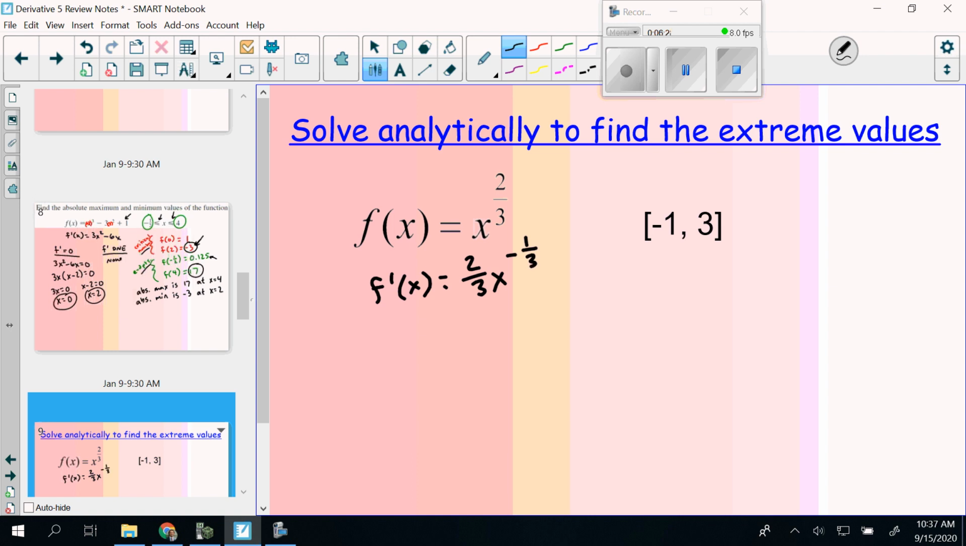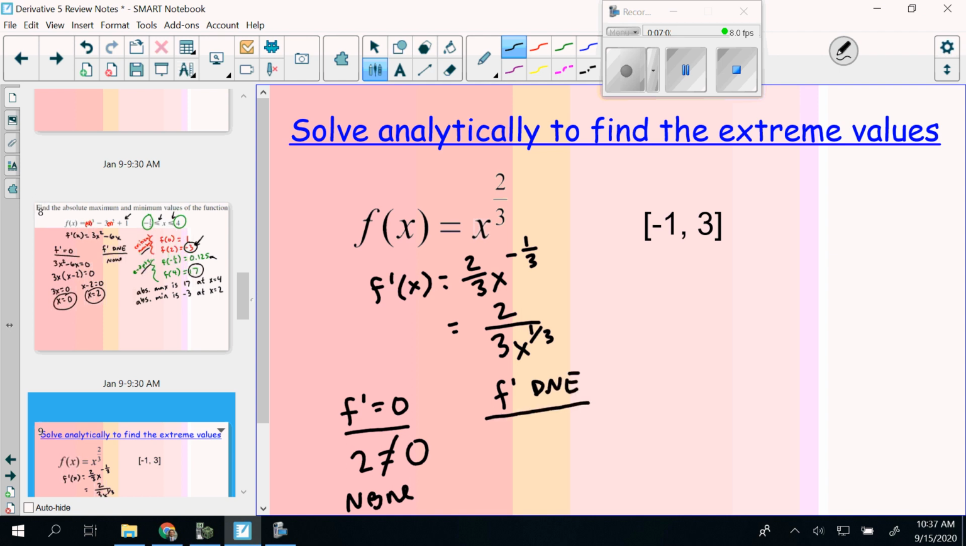Now let's simplify that. I'm going to move the x down to the bottom, so this is the same as 2 over 3x to the +1/3. So our critical values, where does the derivative equal 0? That's putting the top equal to 0. Well, here, where does 2 equal 0? 2 can't equal 0, so there are no values where the derivative equals 0, meaning there's no local max or local min. But we also want to check, where does the derivative not exist? I think we are going to have a value here. If we put that denominator equal to 0, we can solve that.